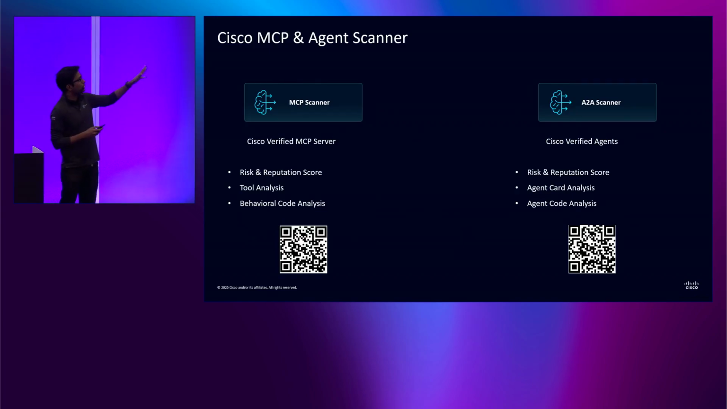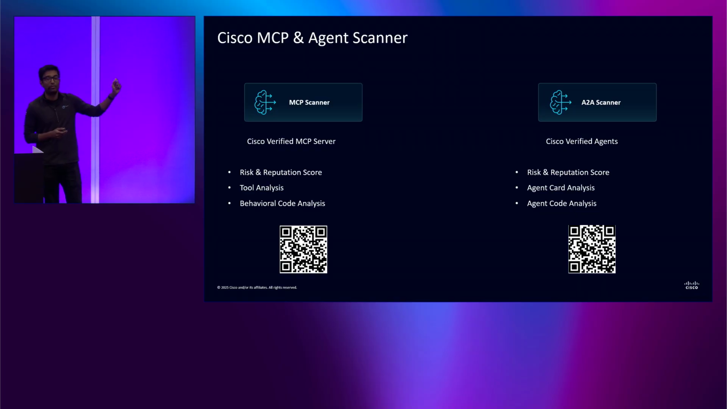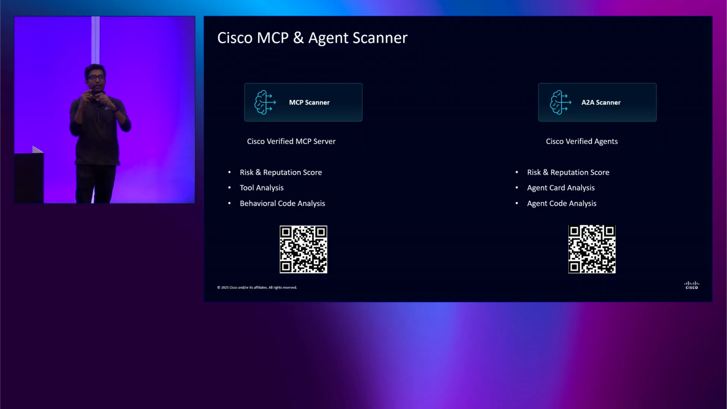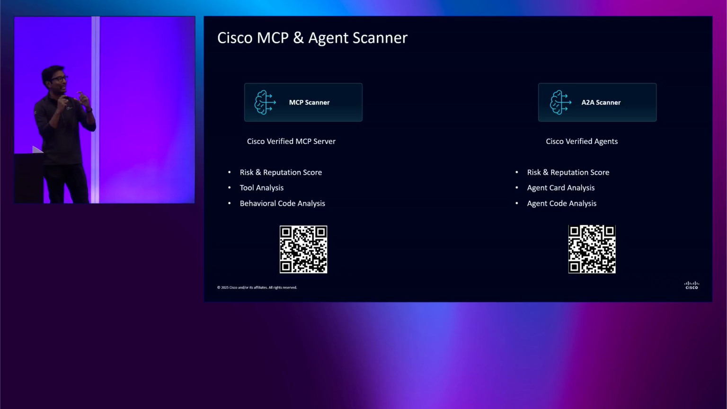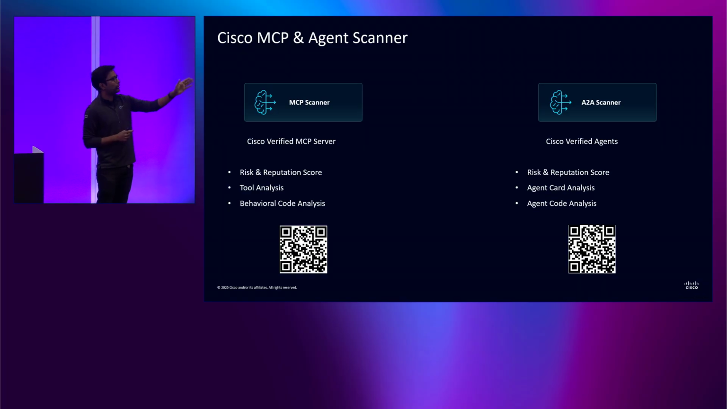So what are we doing from Cisco's perspective, right? At Cisco, we have open sourced two projects. One is called the MCP scanner, and the second one is called the A2A scanner. What the MCP scanner does is enable you to scan any kind of MCP servers for different kinds of threats and different kinds of attacks that are actually possible, right? So it analyzes the tool description, tool definitions, and tool implementation to make sure it's safe and legitimate for you to use. It does behavioral code analysis. It analyzes the code to make sure the code is aligned with and adheres to what the tool description says to the large language model.